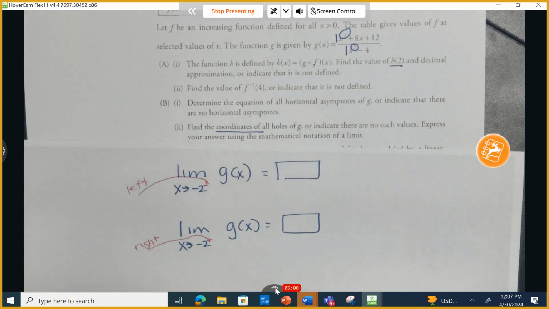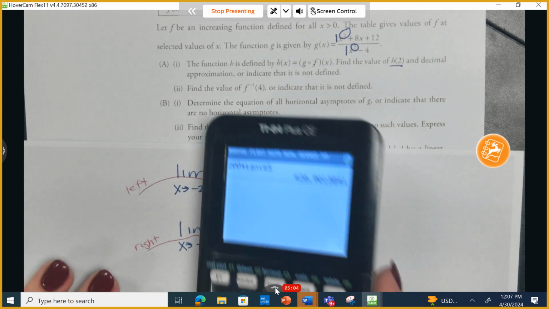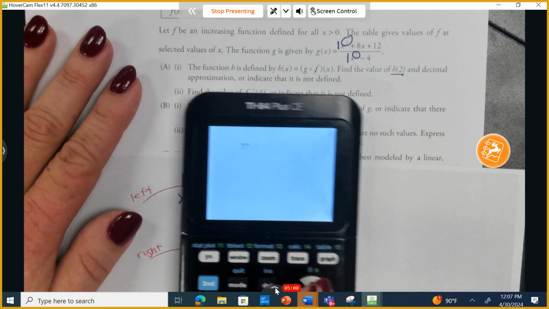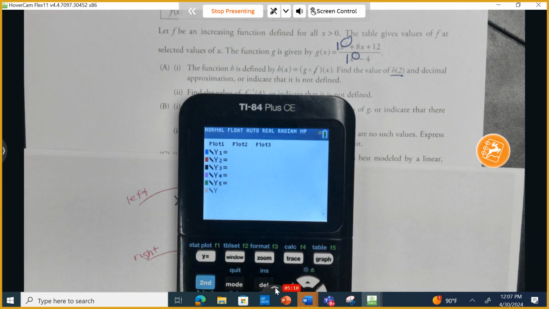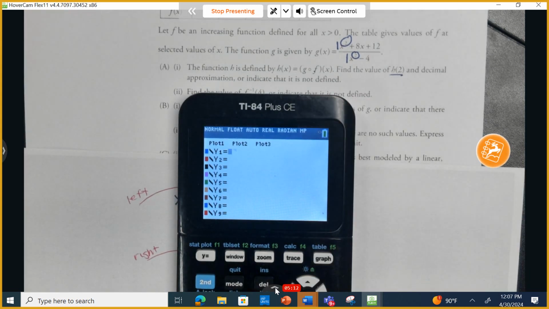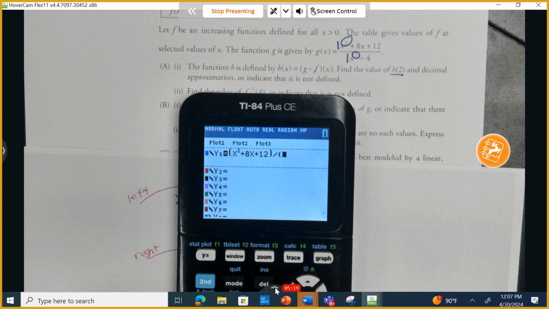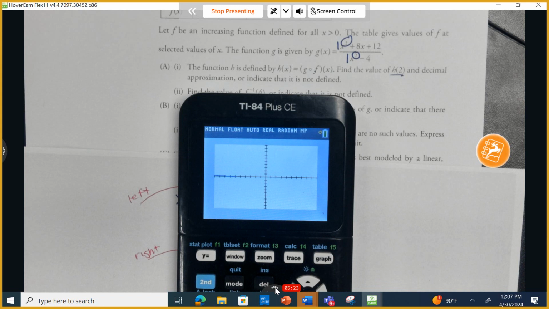Sometimes it approaches the exact same value. Now grab your calculator, and let's do second plus 7 12, and go to y equals, and let's plug this in. X squared plus 8x plus 12 divided by x squared minus 4. And then we are going to graph it.